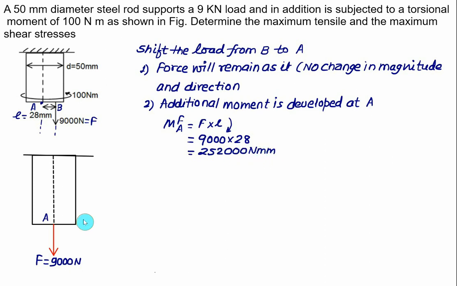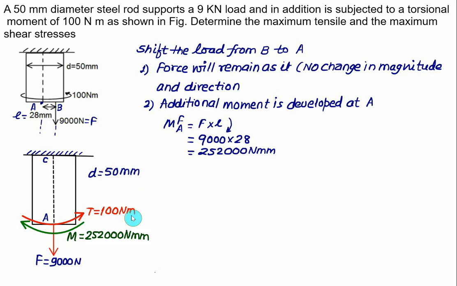So you have to show the bending moment here, and this bending moment is clockwise. So this is the direction of clockwise, and this value of M will be equal to 252,000 Newton mm. Because of the moment here, the bending stress will be produced. In addition to this, we have a torque equal to 100 Newton meter. The diameter D is also given. This diameter D will be equal to 50 mm.